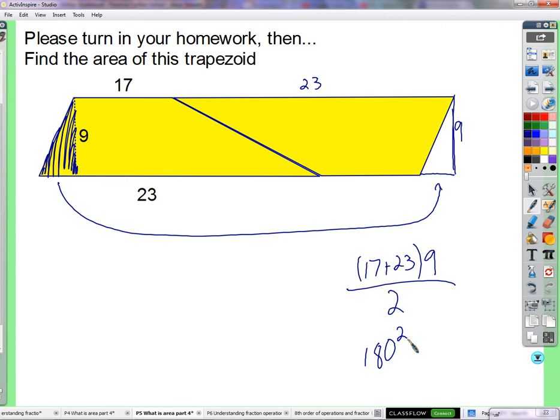Okay. So it's squares. Remember, what is the area? The number of squares that fit. How do we count those squares? Well, we made a rectangle, so base times height. That's 2 when we divide by 2. So that's how many squares fit in that trapezoid.